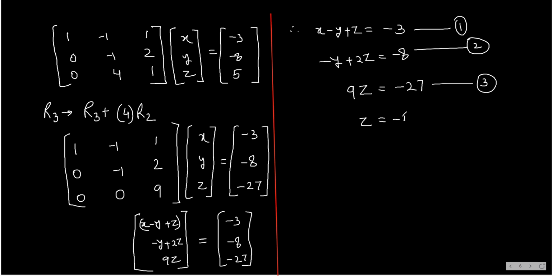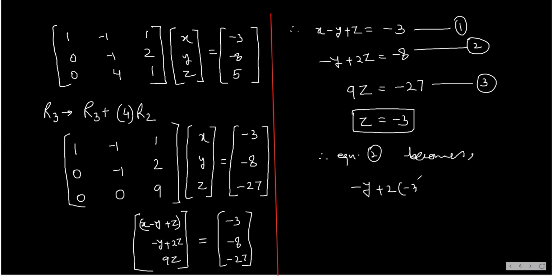So you have 9z equals -27. So z is -3. After getting z here, we will put z in equation number 2. Therefore, equation 2 becomes -y plus 2 into -3 equals -8. So I get -y equals -8 plus 6. So minus y is -2, y equals 2. We got y as 2. Now using y and z in equation 1.